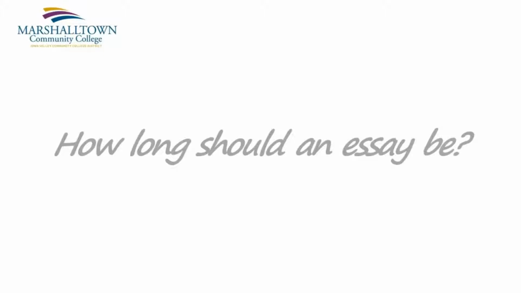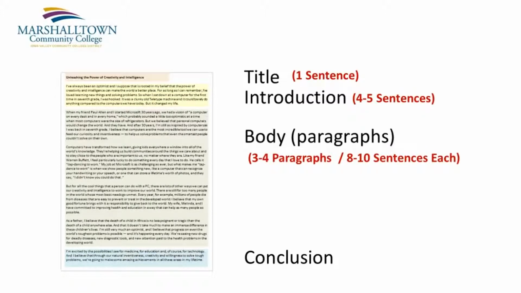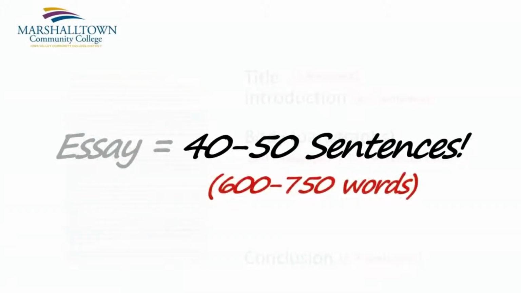However, in most English composition courses, you'll find that instructors are fairly specific about how long your essay should be for a given assignment. Here are a few guidelines to give you a rough idea of how long your essay should be for this course. Following the title, which can count as one sentence, the introduction paragraph should be approximately 4 to 5 sentences. The body of your essay should include at least 3 or 4 paragraphs, and each of those paragraphs should include 8 to 10 sentences. And the conclusion paragraph should be about the same size as the introduction, 4 to 5 sentences. So altogether, we're looking at 40 to 50 sentences total, which is equal to roughly 600 to 750 words.